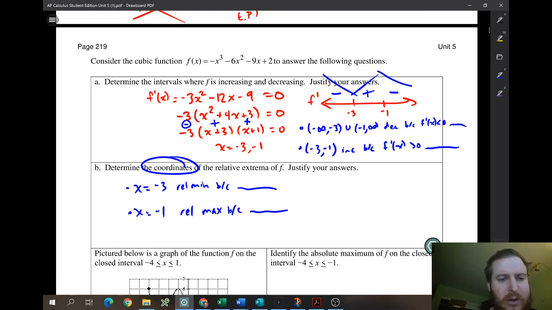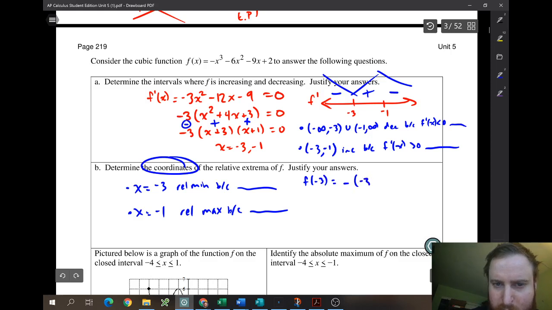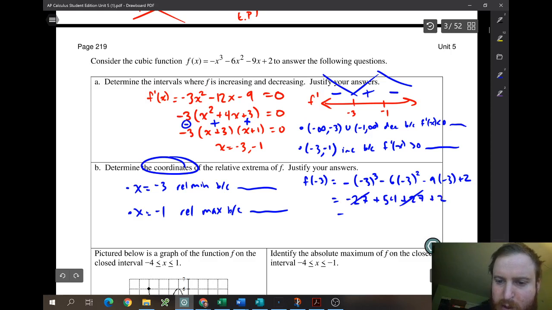But when it says coordinates, we actually have to plug these back in. So f of negative 3 would be negative 3 cubed minus 6 times negative 3 squared minus 9 times negative 3 plus 2. You can use your calculator for these if it's calculator active or on the homeworks. I'm fine with that. Or you can do them by hand. So this will end up being 56. So instead of putting x equals negative 3, we're going to want to put negative 3 comma 56.